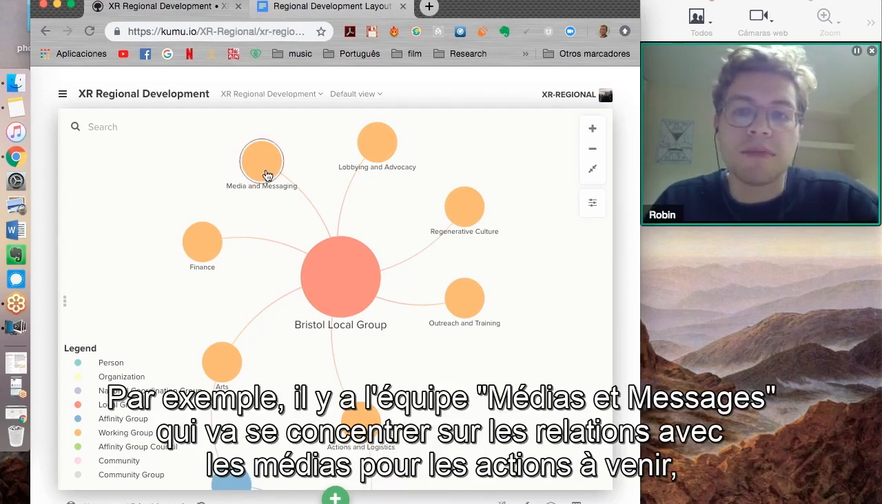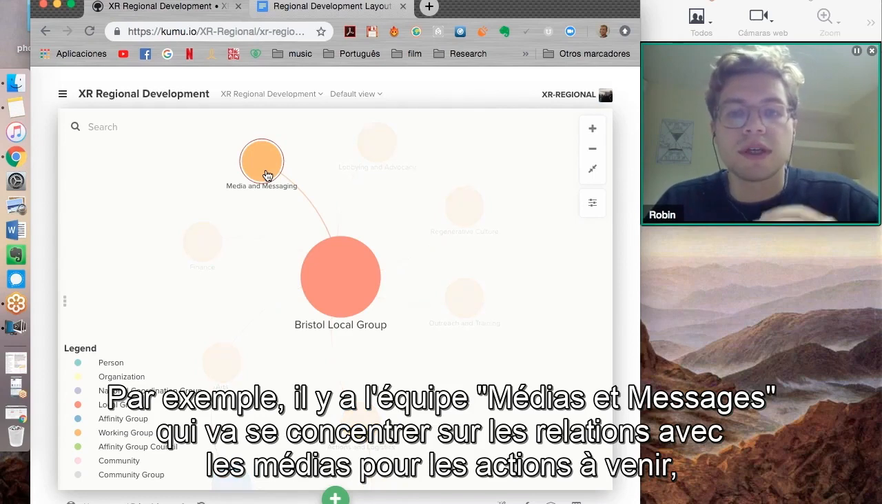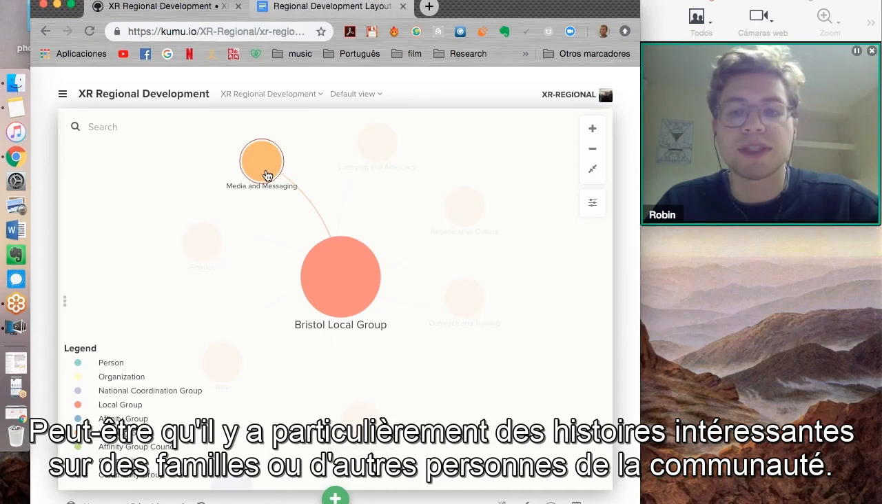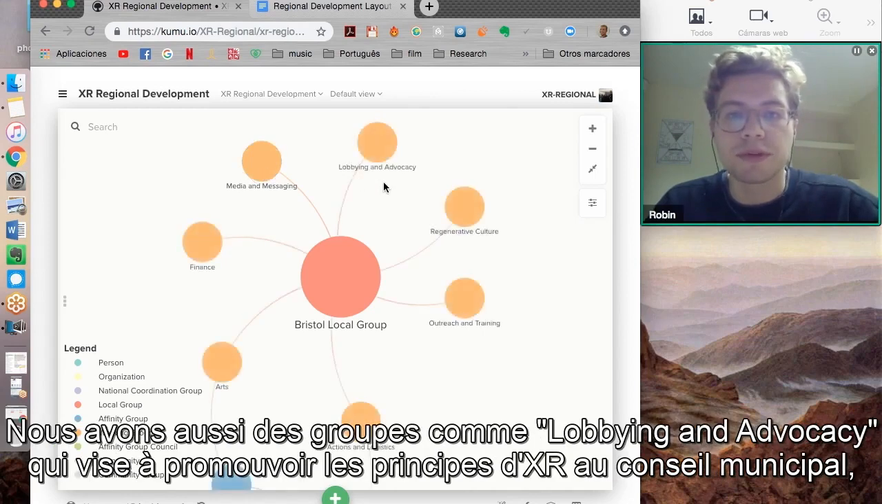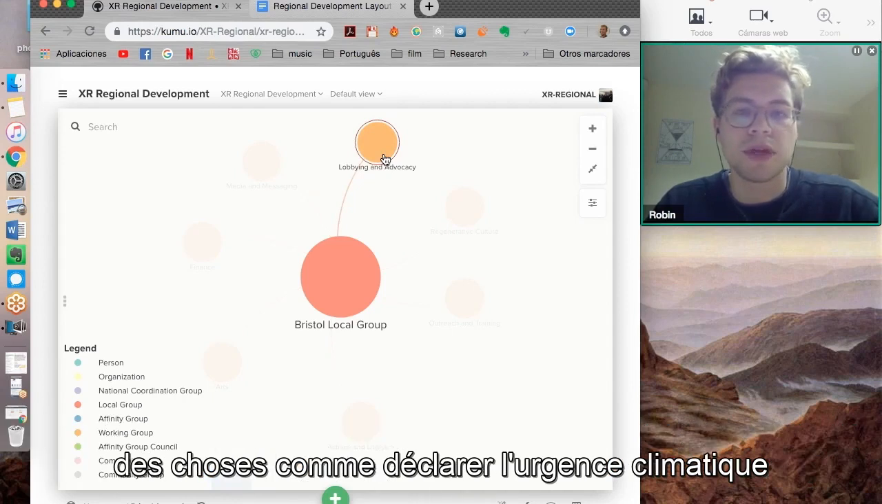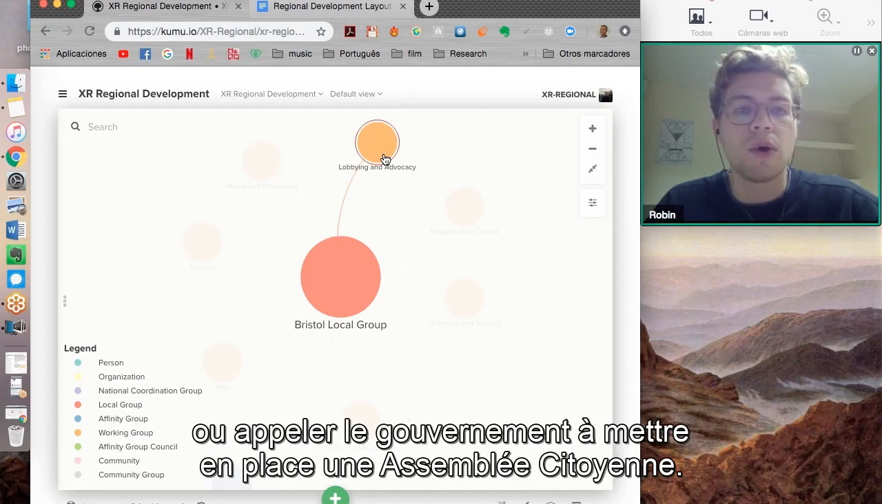So, for example, we have the media and messaging team, which will focus on press releases for upcoming actions and also building some stories around the people who are involved from their local community. Maybe it's a particularly interesting story from a family or a person of interest in the community. And then we've also got groups like lobbying and advocacy, which looks at promoting XR policies to the local council. So things like declaring a climate emergency or calling for the UK government to enact a citizens' assembly.